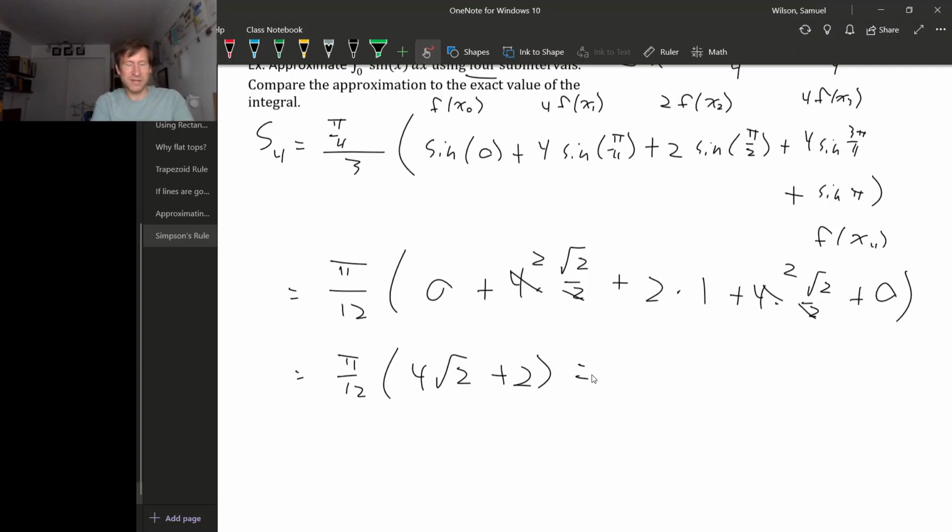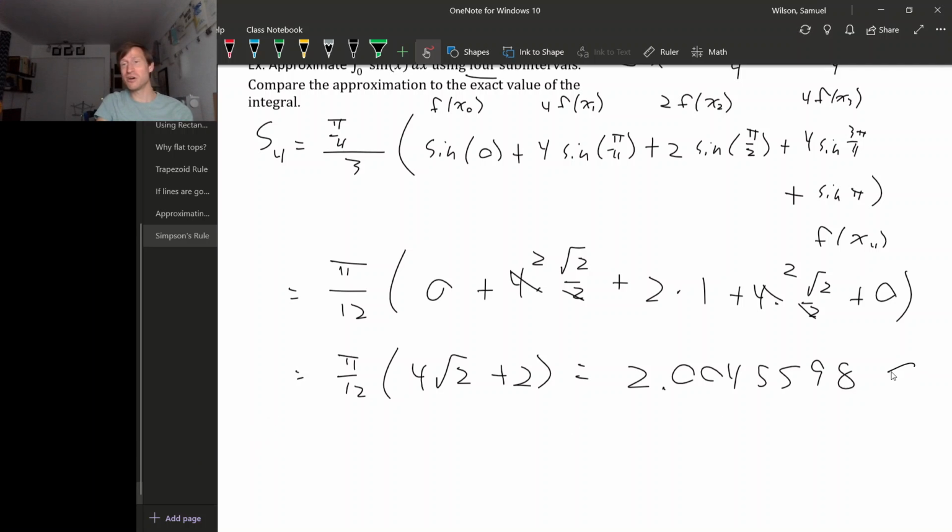So what does this all come out to be? Let's dump it into a calculator. 4 times square root of 2 plus 2. So all of that times pi divided by 12. So I get 2.0045598, I guess. Okay, now let's find the exact value, right?